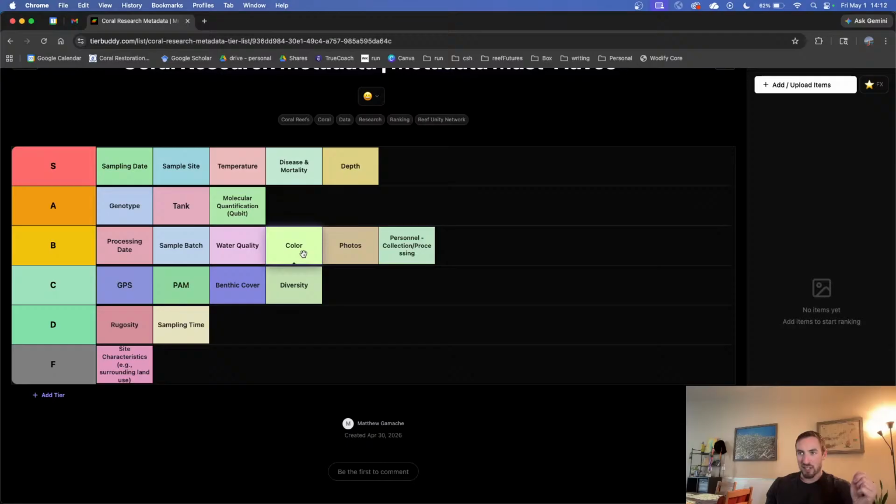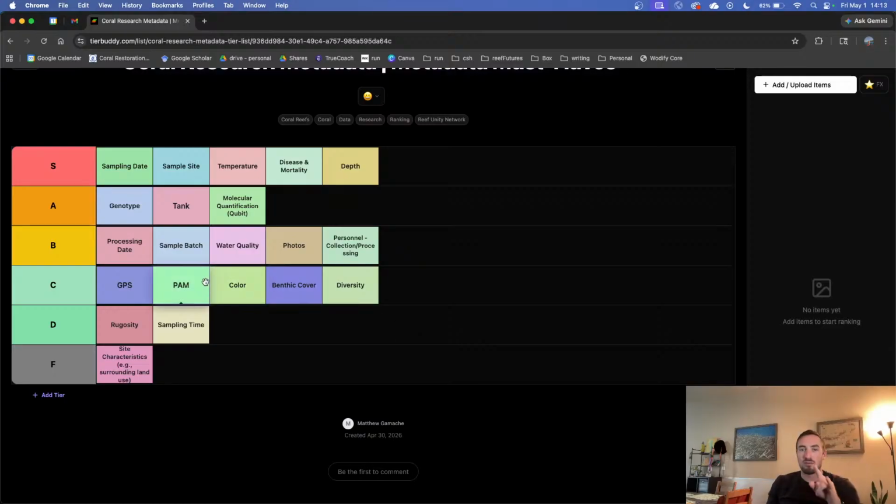Color would not be a batch effect. But basically these are all batch effects, besides color and photos. Water quality could be related to tank though. Essentially changes in water quality would lead to a tank effect. Color could be moved down. Oh, you're right, because I related it to PAM basically. Cool. That's good.